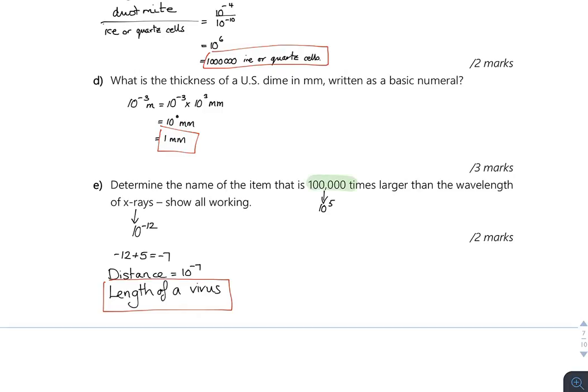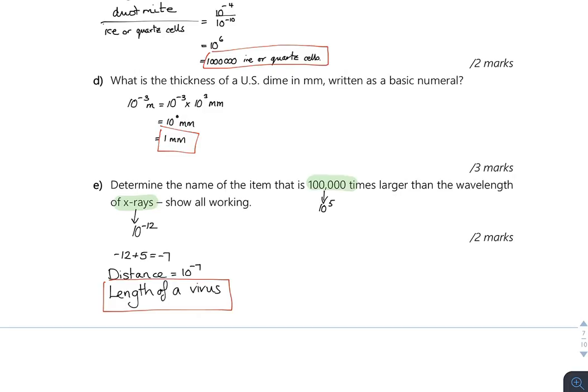Then the wavelength of X-rays is 10 to the power of negative 12. And that's all the information you need to be able to do this. We are looking for something that is 10 to the power of 5 times larger, which means that if I take my power of negative 12 from X-rays and I add 5, I get negative 7. So 10 to the power of negative 7 is 10 to the power of 5 times larger than 10 to the power of negative 12.